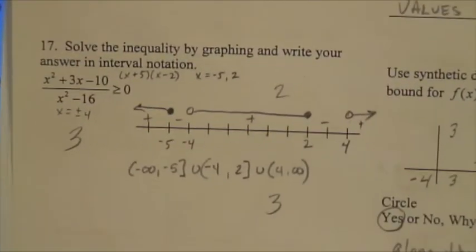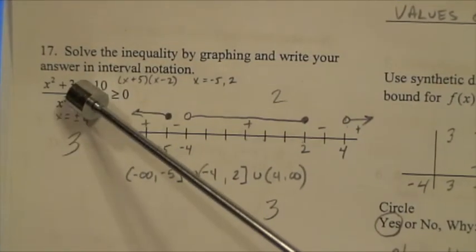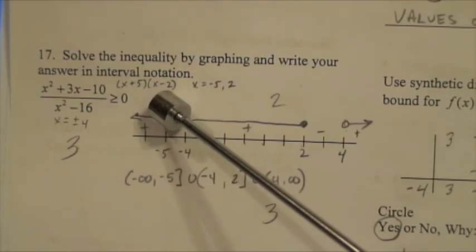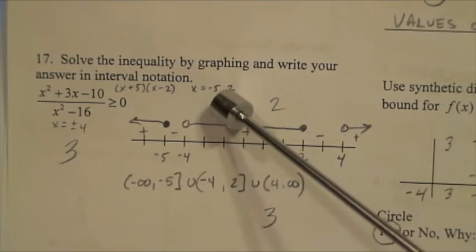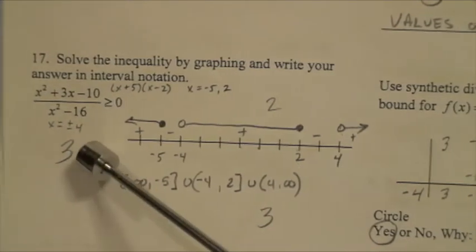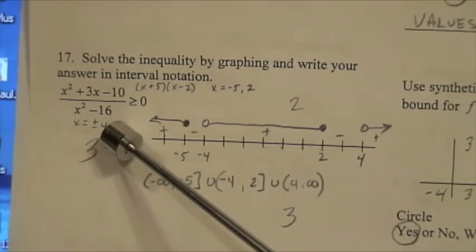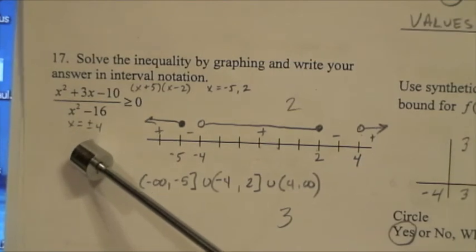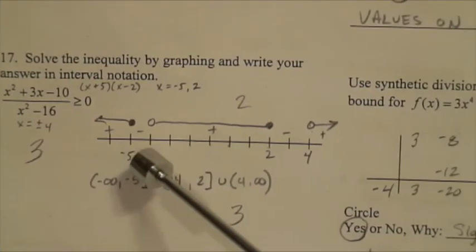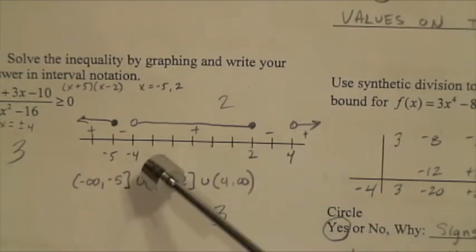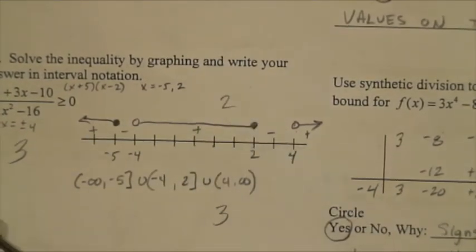Number 17, here's our rational. We have to factor the top. X plus 5, x minus 2. That gives me x equals negative 5 and 2. Those will be closed circles for my x-intercepts. On the bottom, these are vertical asymptotes, or open circles, plus or minus 4. So we plot our numbers, negative 5, negative 4, 2, 4. Make the 4 and negative 4 open. The other two are closed.